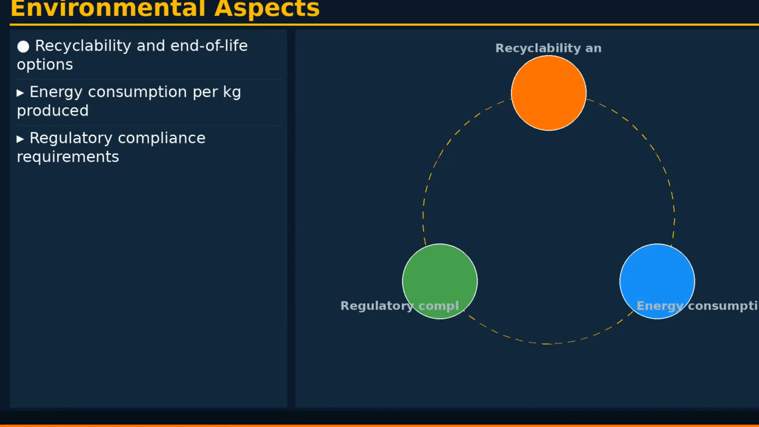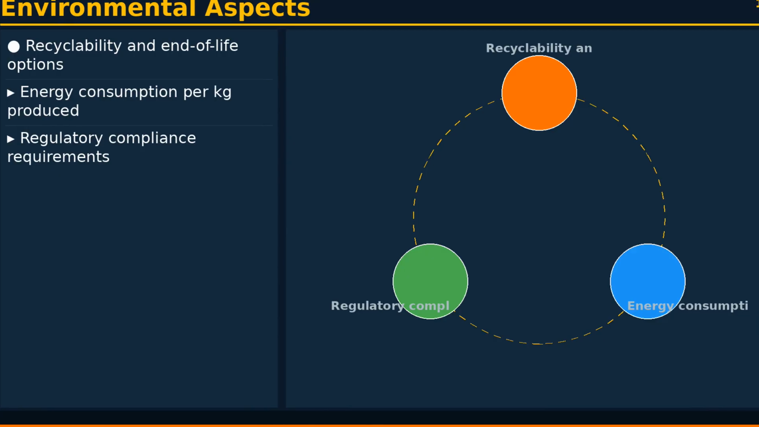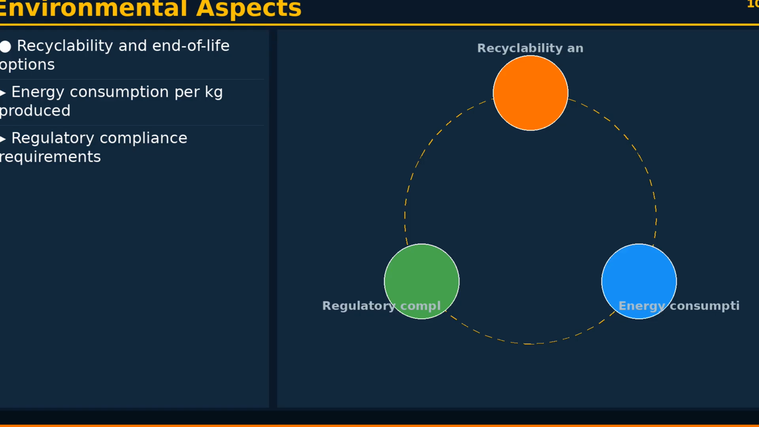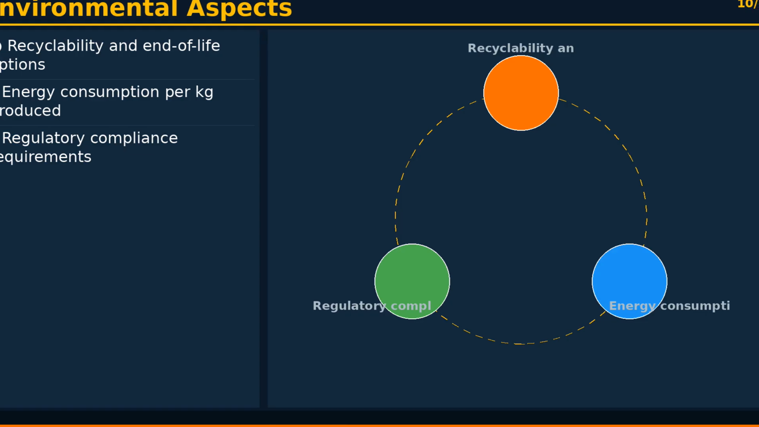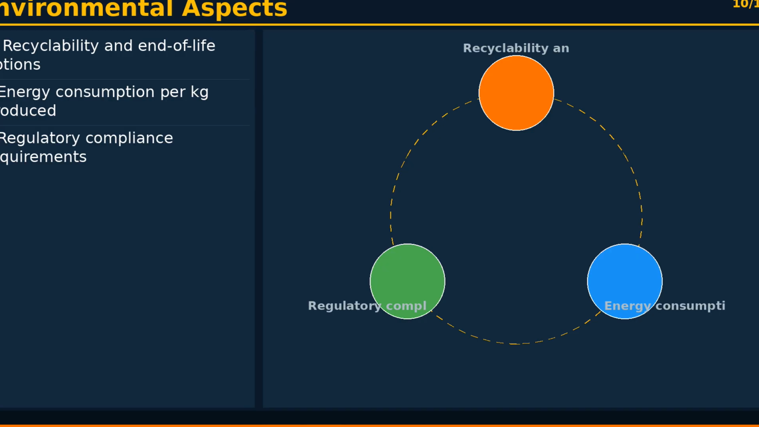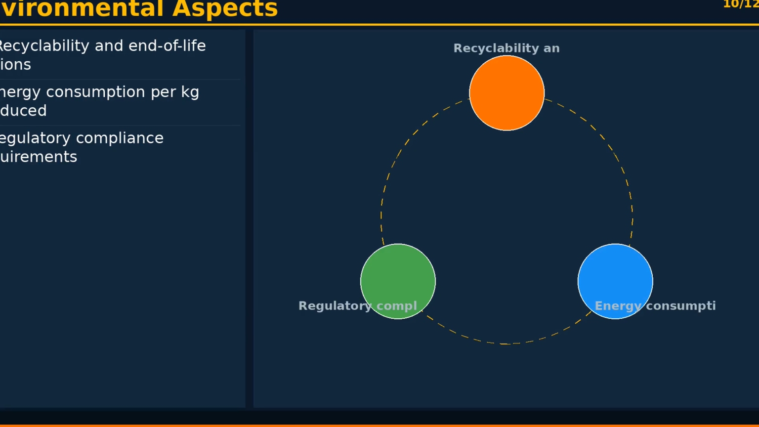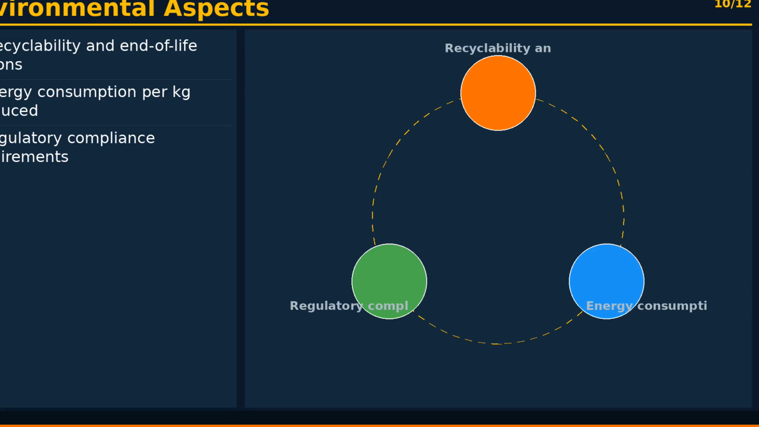Environmental considerations for Introduction to Polymers and their classification focus on recyclability, energy use, and regulatory compliance. Life cycle analysis shows that energy-efficient processing reduces carbon footprint significantly. Compliance with environmental regulations is mandatory for all industrial operations.